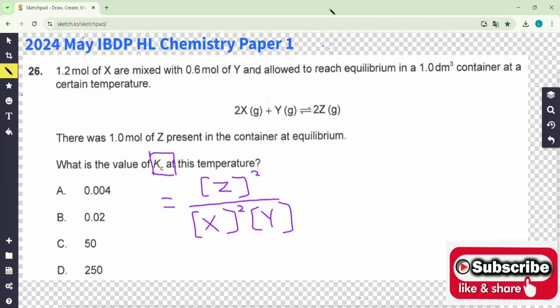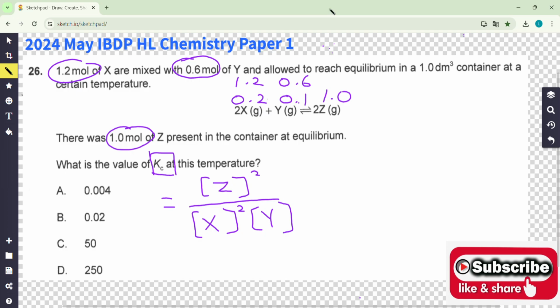At first, it's 1.2 and 0.6. It doesn't mention anything, so at first there is no Z, right? And then later on, there is 1 mole of Z, so 1.2 at first, 0.6 here, at last becomes 1.0. Look at here, same ratio of X and Z. So 1.0 mole of X is consumed, so remaining is 0.2. The Y to Z ratio is 1 to 2, so only 0.5 is consumed. Okay, so remaining is 0.1.